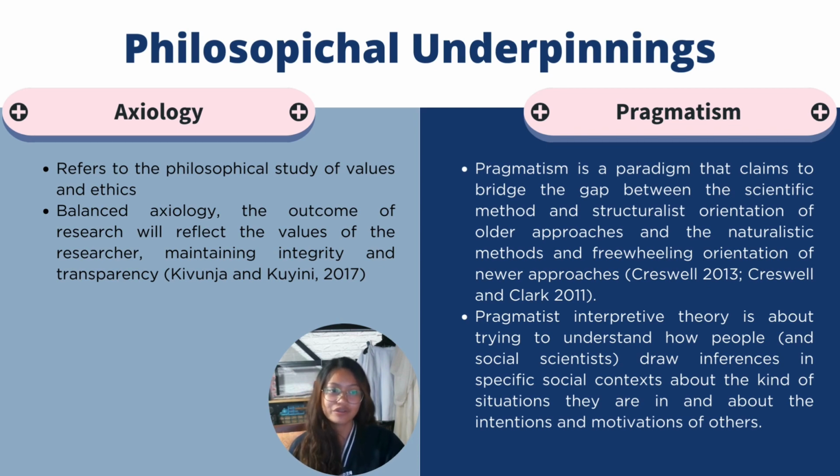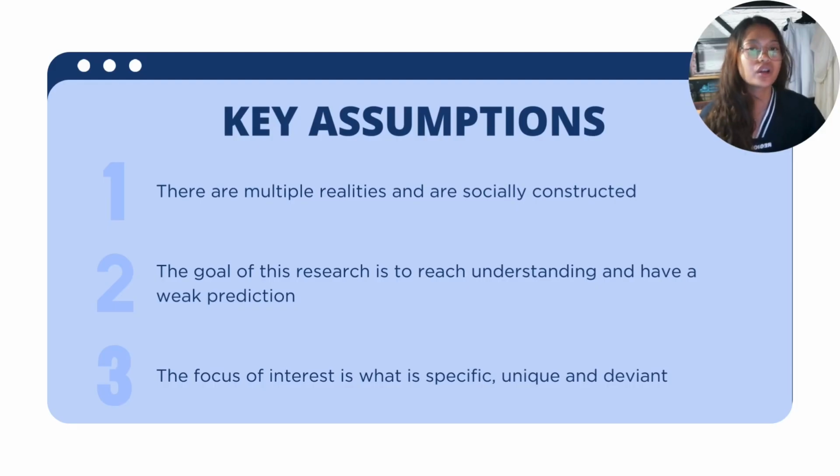Pragmatist interpretive theory aims to understand how people interpret social situations and others' intentions and motivations. So these are the key assumptions of interpretivism. Number one, that there are multiple realities and are socially constructed. Number two, that the goal of the research is to reach understanding and have usually a weak prediction.